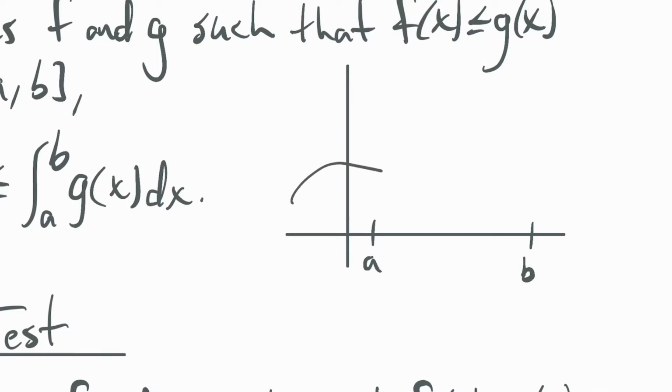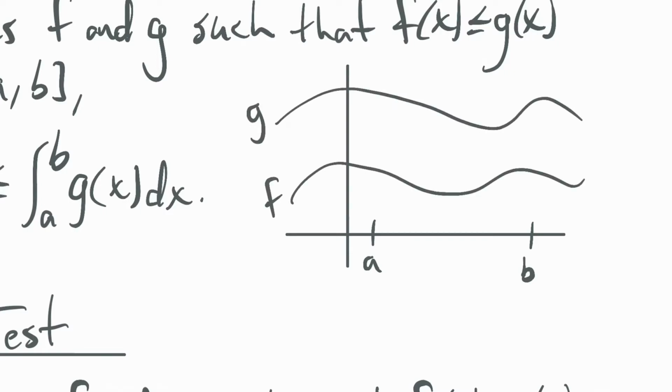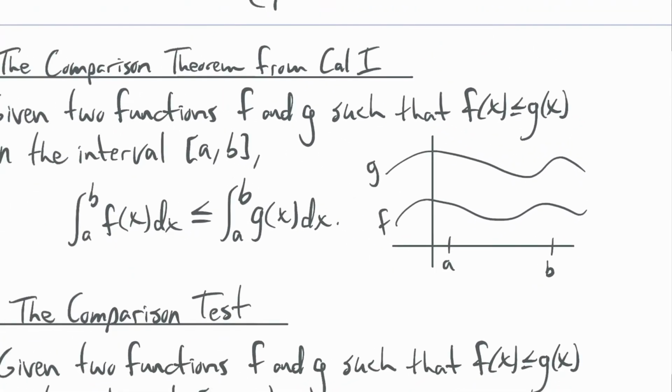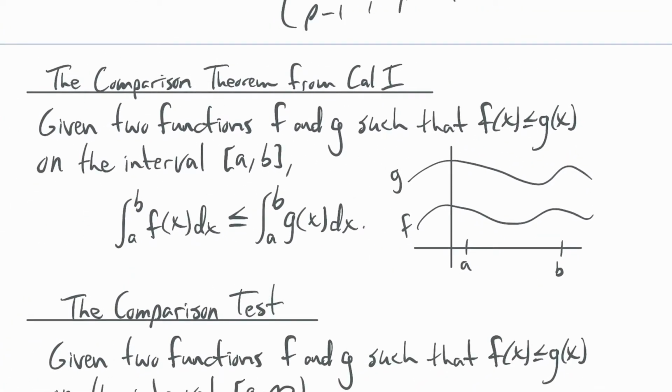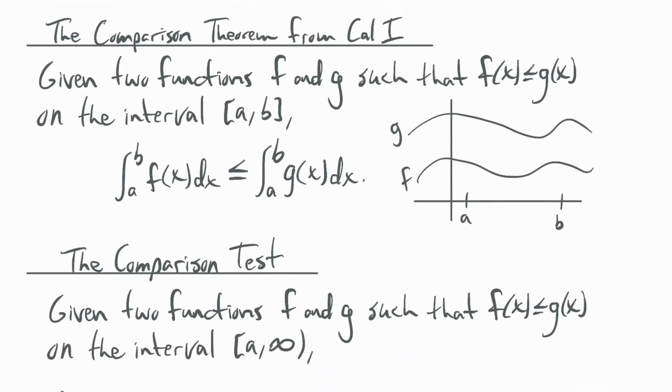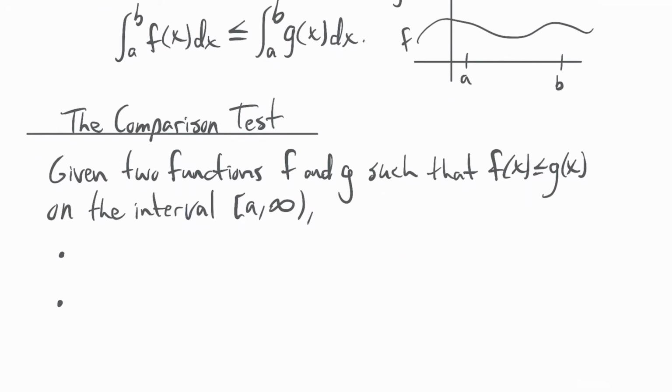You've got two functions. Here's G and here's F. The area under f from a to b will be less than or equal to the area under g from a to b, provided the function f is less than or equal to the function g at every point. One is below the other, so the integrals are ordered that way. Hopefully that makes sense. That's from Cal 1. So the comparison test is similar, a similar concept.